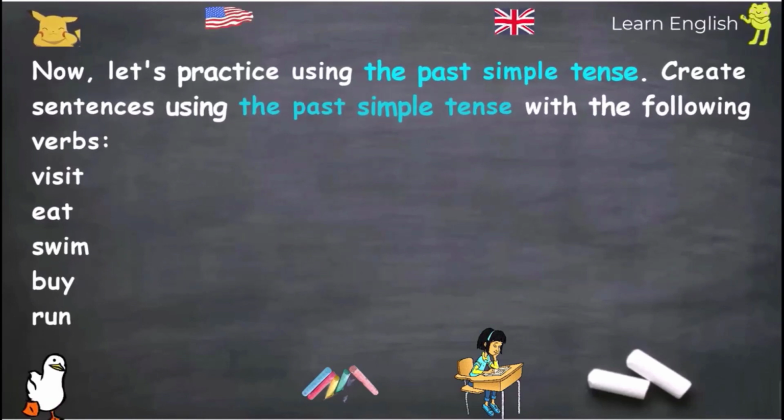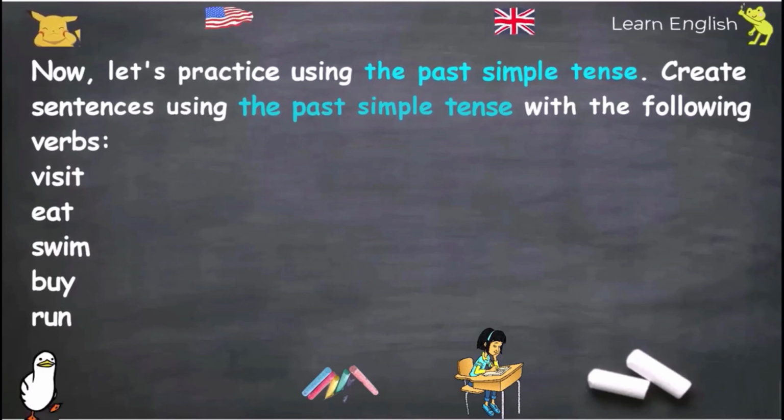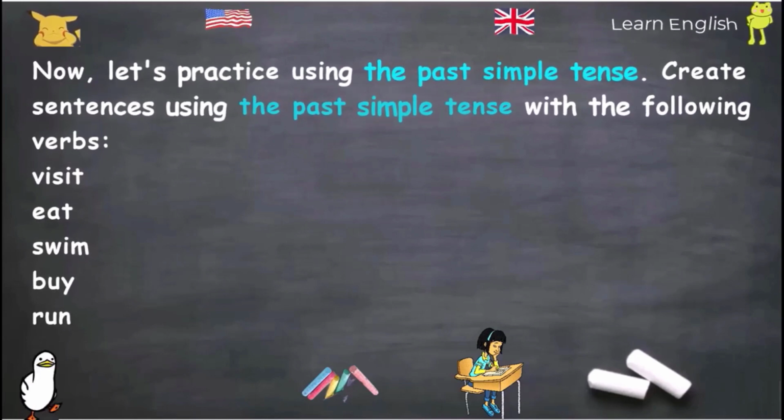Practice. Now, let's practice using the past simple tense. Create sentences using the past simple tense with the following verbs. Visit, eat, swim, buy, run.